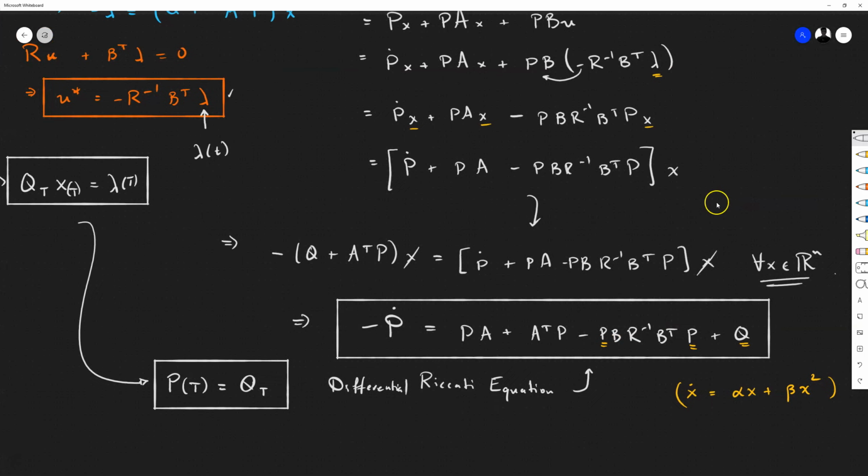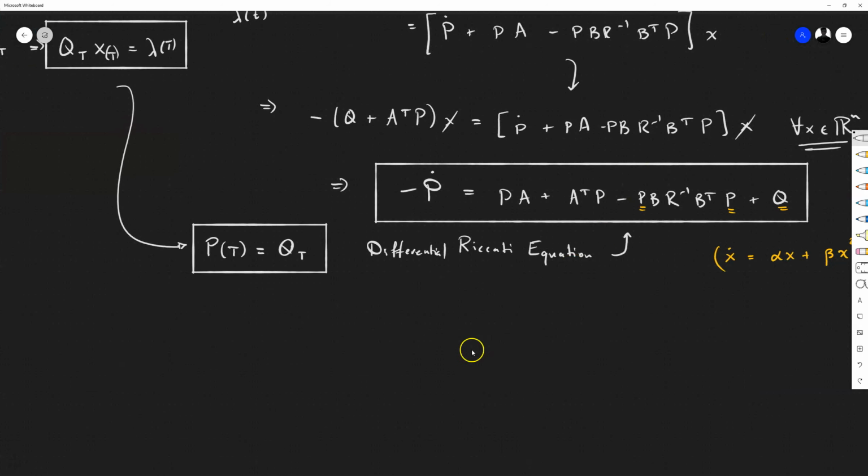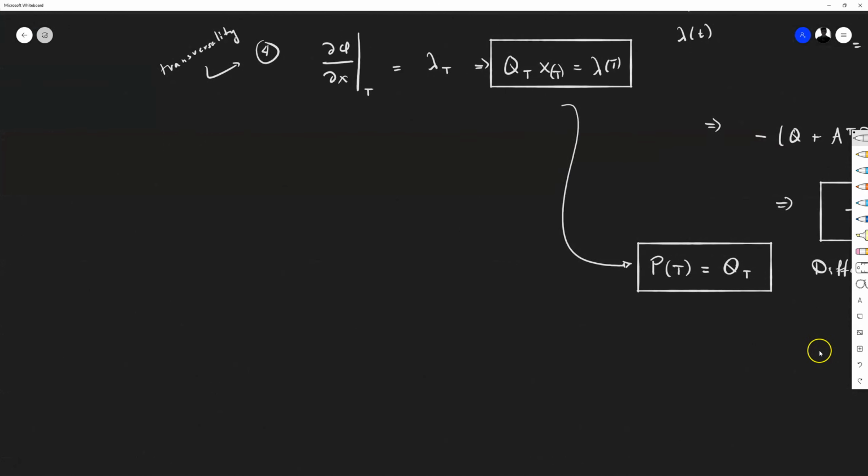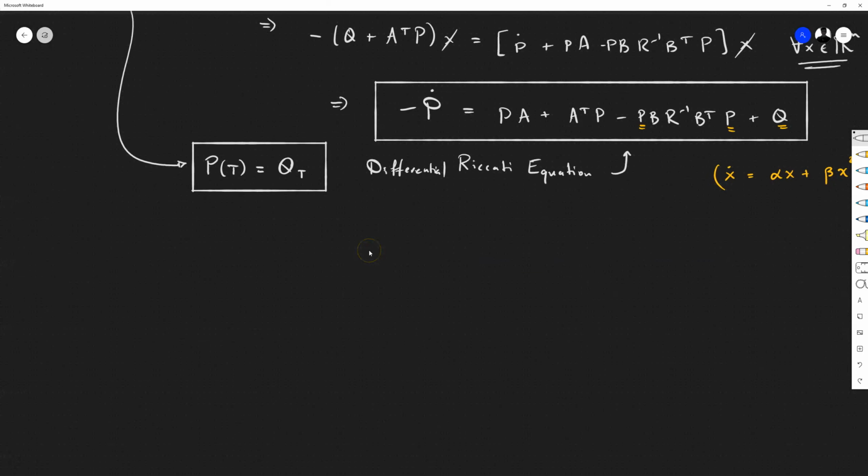But the great thing about this is that we solved the problem. And you may be asking, how do we solve it? Well, let me just recap. So our optimal controller that we found from stationarity was equal to negative R inverse B transpose lambda. And remember, we said that lambda was equal to P times X. And we already know P. We can find P from the solution of this differential equation with this terminal constraint.